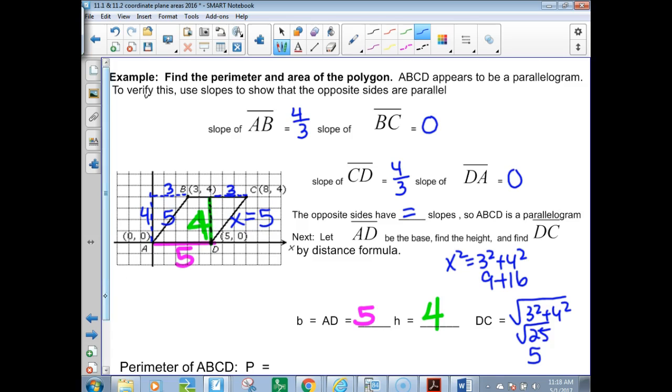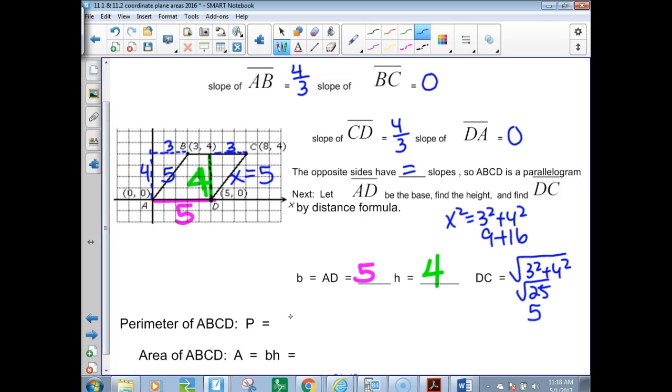All right, to find the perimeter, we have 4 sides of 5. You could do 5 times 4, which would be a shorter way to do this. 5 times 4 is 20 square units. Yes?